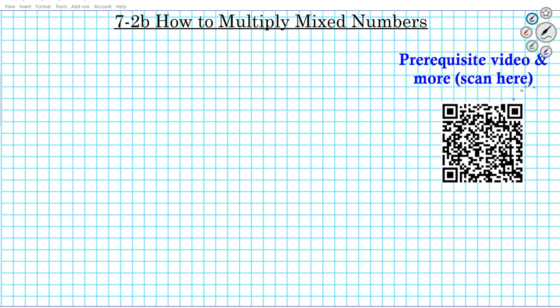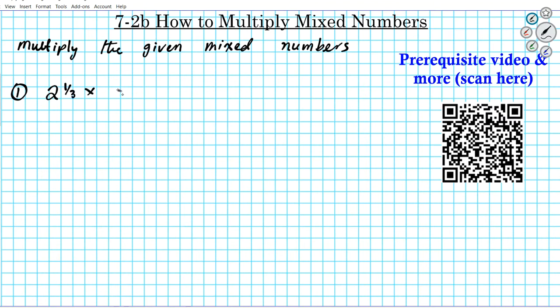Alright, so the instructions for the examples that we're going to do are for us to multiply the given mixed numbers. Alright, question number 1. Let's say we have the mixed number 2 1/3 multiplied by 3 2/3.